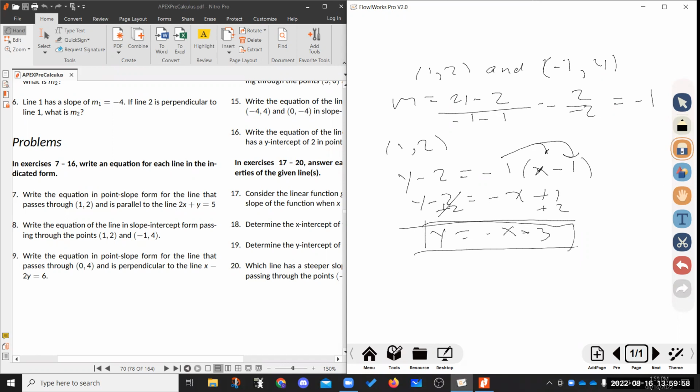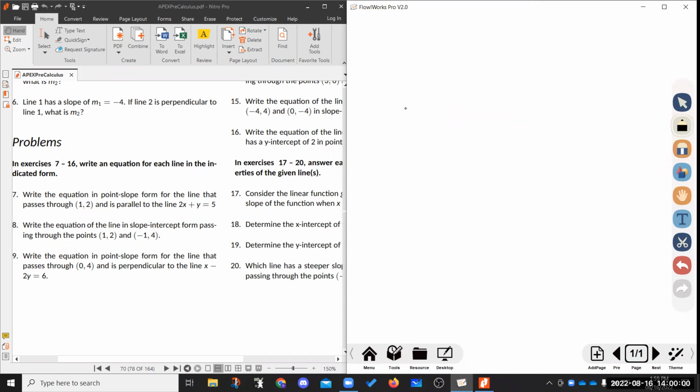Write the equation in point slope form of the line that passes through the point (0, 4) and is perpendicular to the line x minus 2y is equal to 6. -2y is equal to -x plus 6. y is equal to 1/2 x minus 3. So my slope here is going to be 1/2. My slope that I want is going to be the negative reciprocal of this. That's going to be -2.